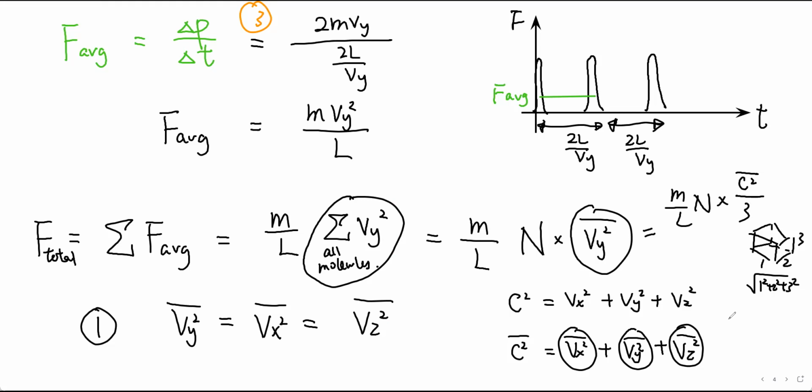C is the speed of the molecule. C squared average means you square it first and then take the average. I'll give you some examples later on, but let's finish the formula first. N is the number of molecules. Small m is the mass of the molecule. We haven't got the result yet.